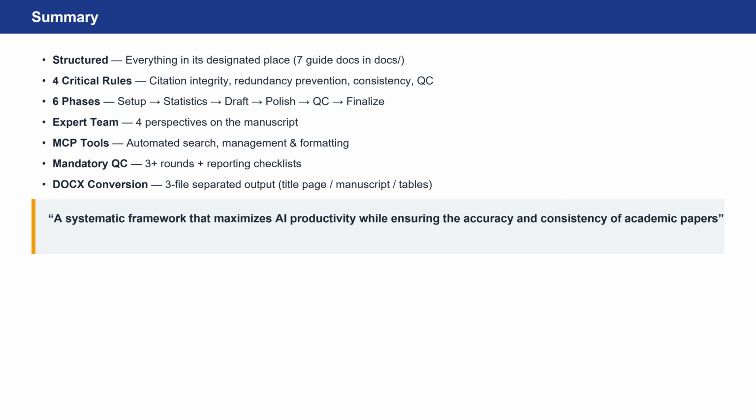To summarize, this system combines a structured folder system with 7 guide documents, 4 critical rules, a 6-phase workflow, a 4-expert team, MCP tool automation, a mandatory QC process, and 3-file separated DOCX conversion. The core message is a systematic framework that maximizes AI productivity while ensuring the accuracy and consistency of academic papers.